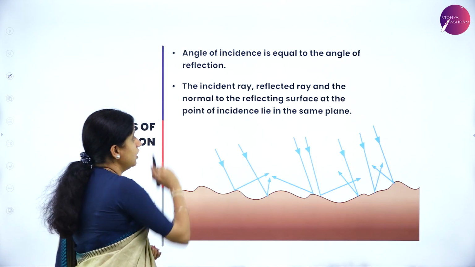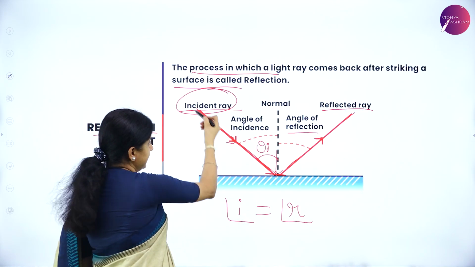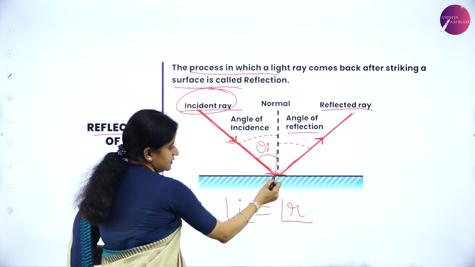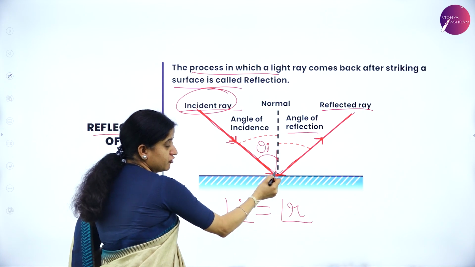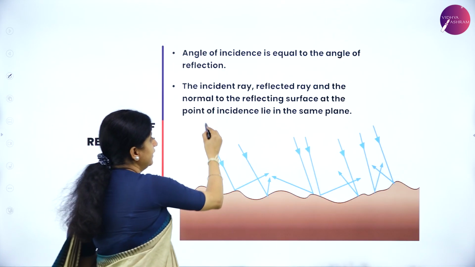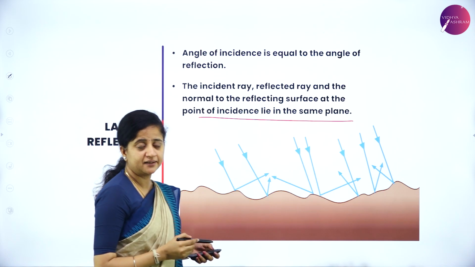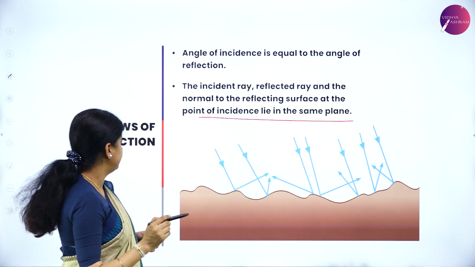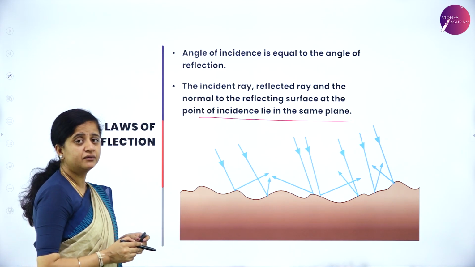So that's the first law. And the second law states the incident ray, the reflected ray and the normal to the surface at the point of incidence all lie in the same plane. They are all lying in the same plane. So these are the two laws of reflection which is very important to understand.